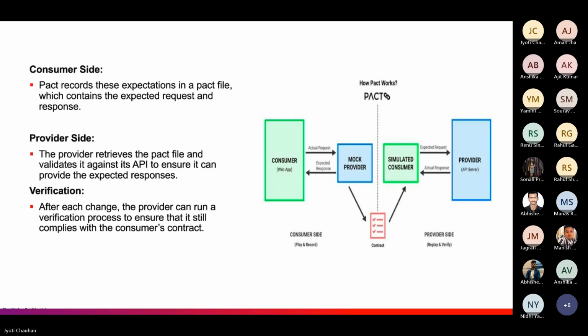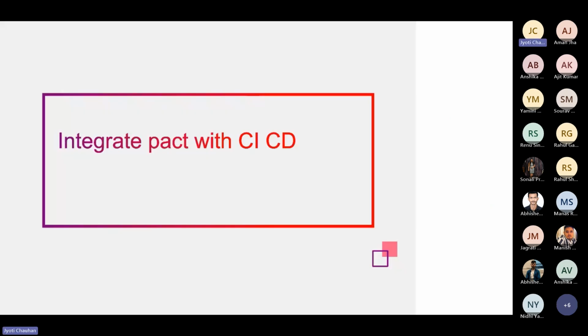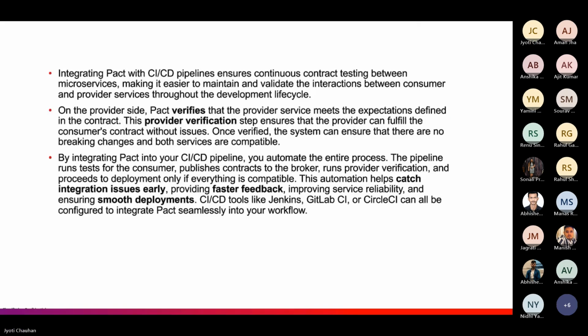Integrate Pact with CI/CD. So integrating Pact with your CI/CD pipeline ensures that contract testing is automated, making sure that the interactions between services stay compatible as they evolve. The core idea is to run Pact tests continuously throughout the development lifecycle, ensuring early detection of integration issues.